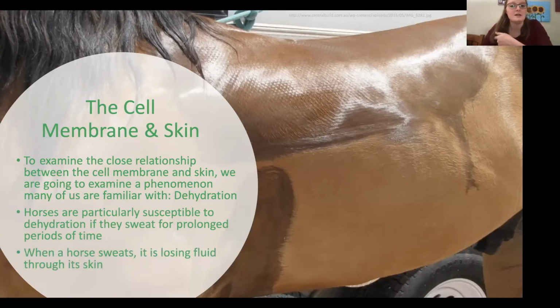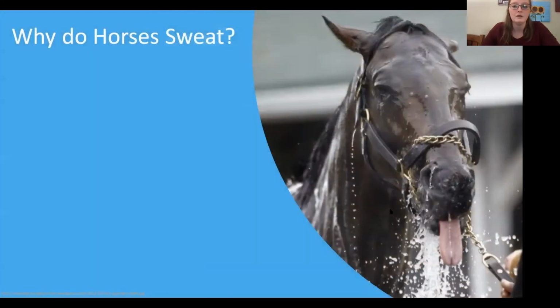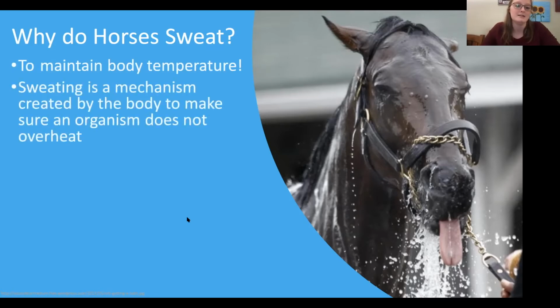When a horse sweats, it's actually losing fluid through its skin. I believe it was Dalton that said something about maintaining heat or thermal control. Sweat plays an important role in that, and that's why the horse does sweat. So why do horses sweat? You'll be relieved to know that this is not sweat on this horse. This horse is getting a bath, but it gets the point across that they can be quite heavy sweaters if they've been working hard. So like I said, they sweat to maintain their body temperature.